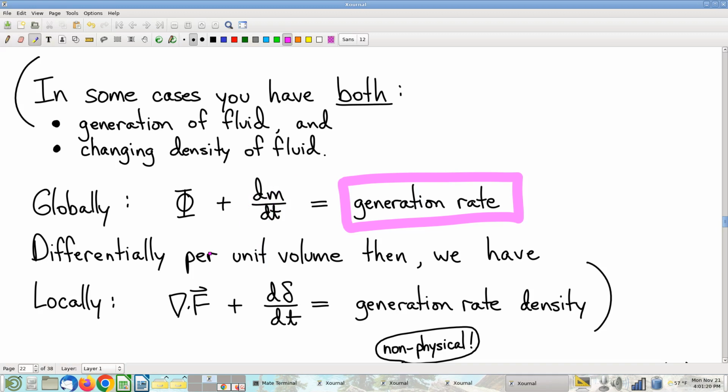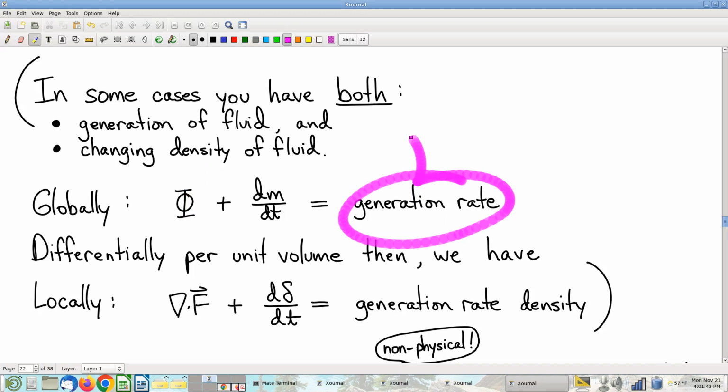Okay, here's the other possibility though. When you generate fluid, it might not stay, it might exit your region. If it exits your region, it has to pass through the boundary of your region, right? Exiting means passing through the boundary, and that means flux, which of course is also a rate. It's quantity per unit time. Right? So this is the way I like to think about it. When you generate fluid, it either stays and contributes to increasing the supply, or it doesn't stay and its exit is part of the flux.